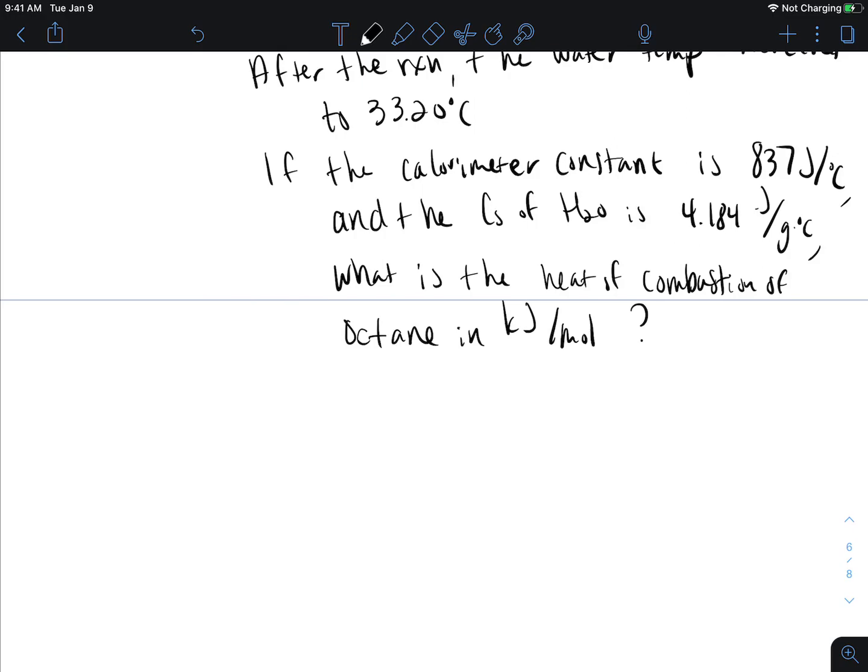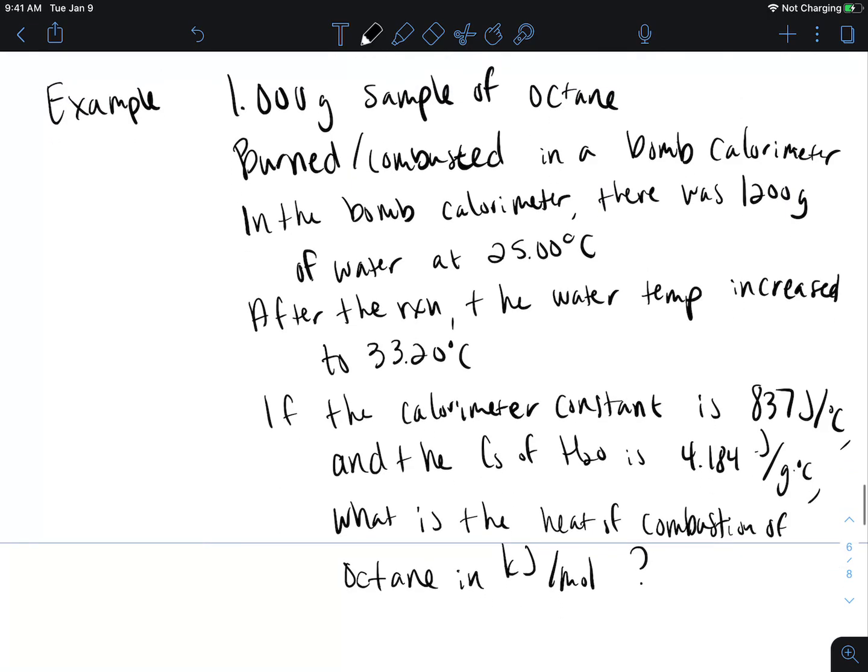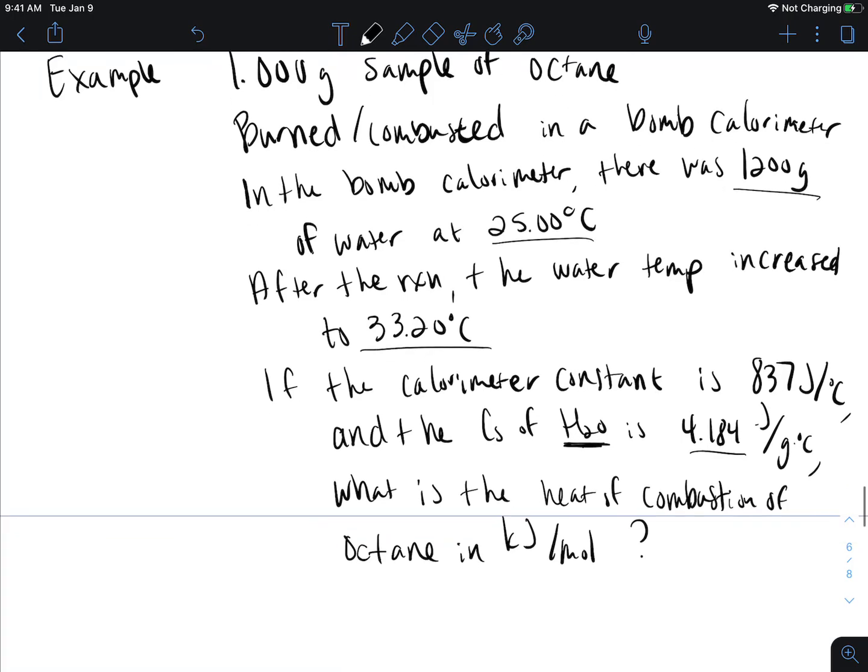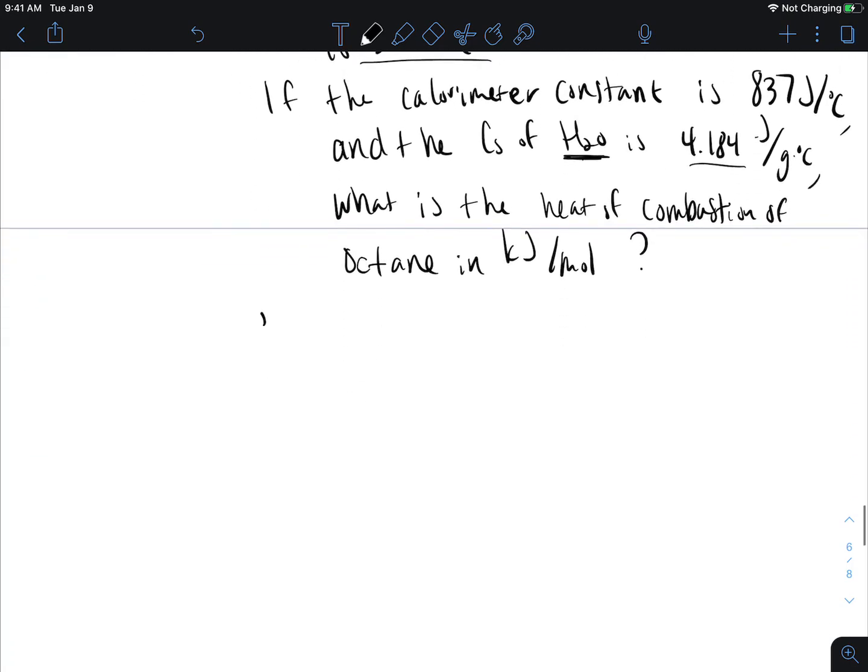So the very first thing we want to do is, we have water. Anytime we have water, we want to use that water and determine how much energy is absorbed or released by the water. Water itself is 4.184 joules per gram degree Celsius. We have a temperature change of that water, and we have a mass of that water. So this is just a normal specific heat problem, where we take the Q of our water, set it equal to our mass of water times the specific heat of water times our change in temperature of water.